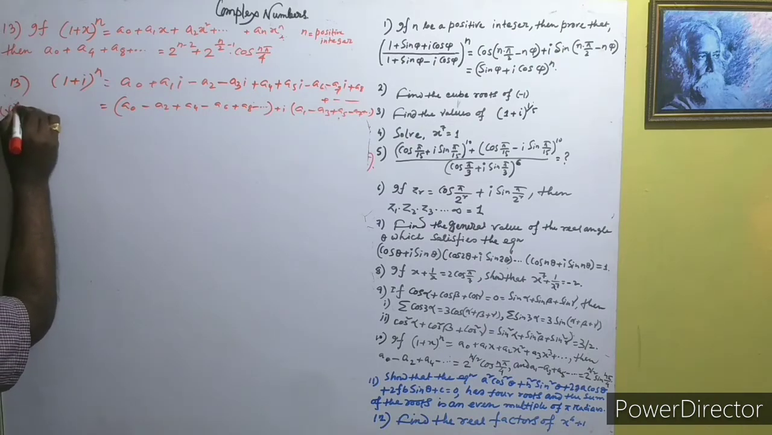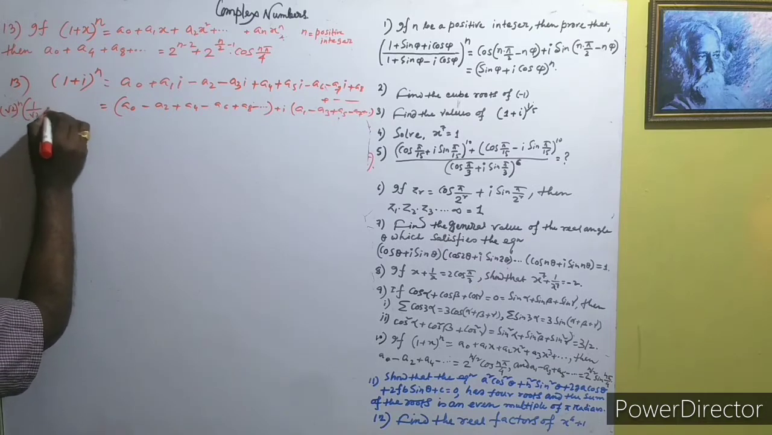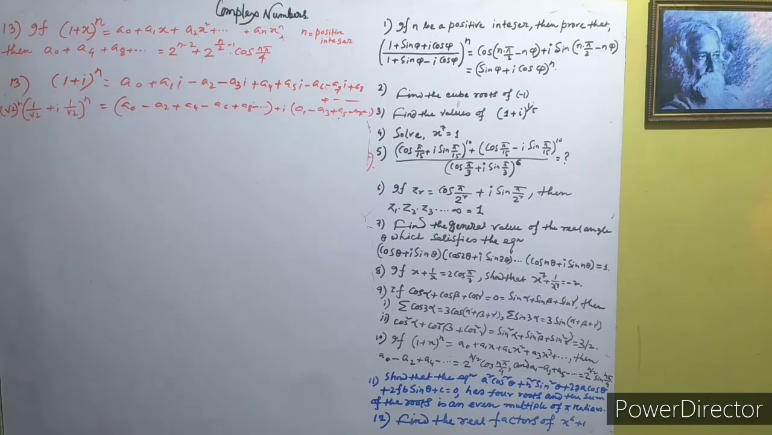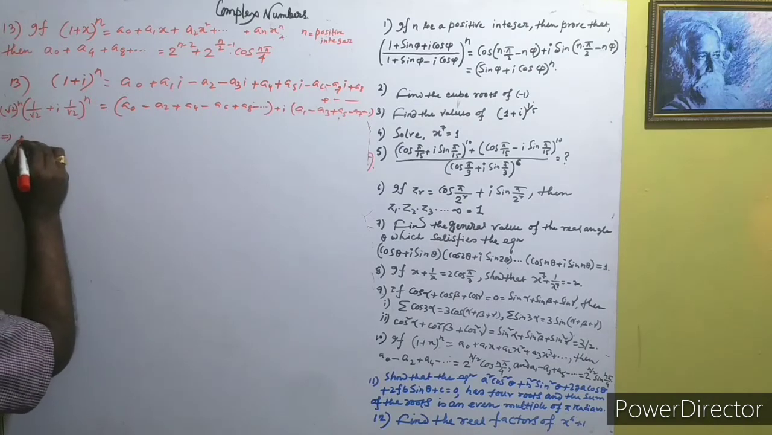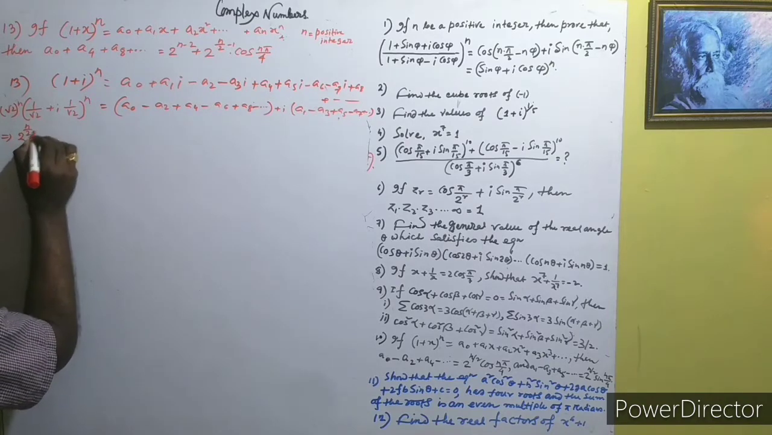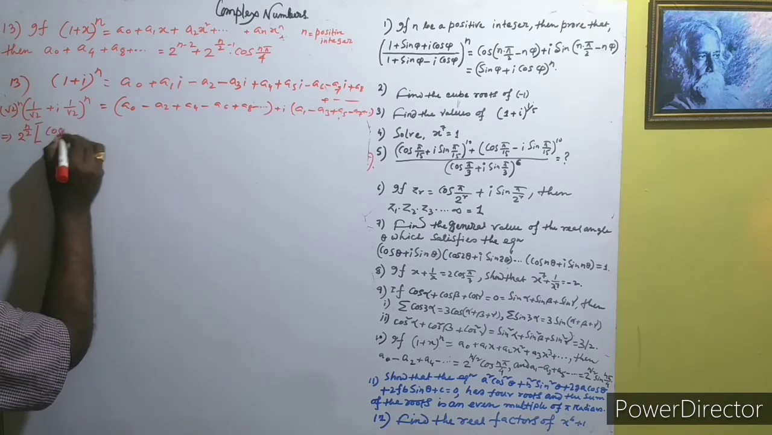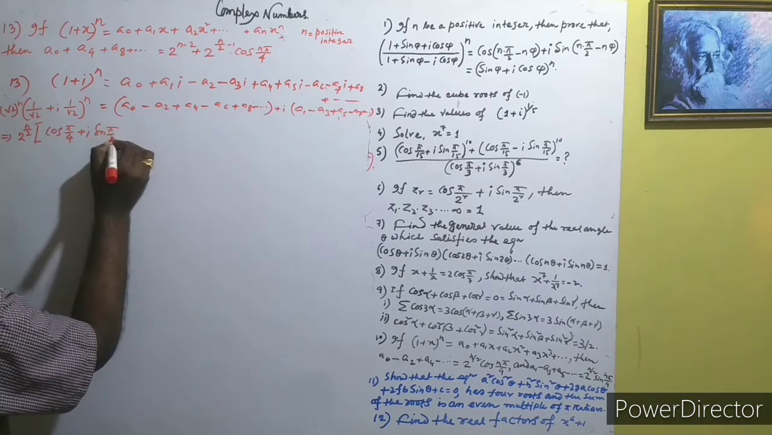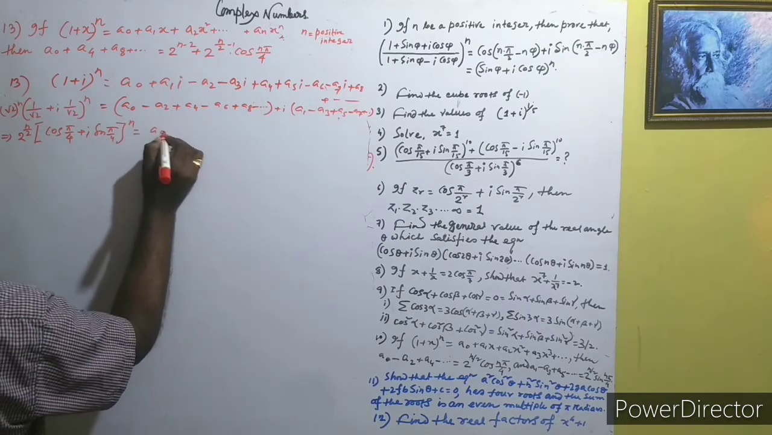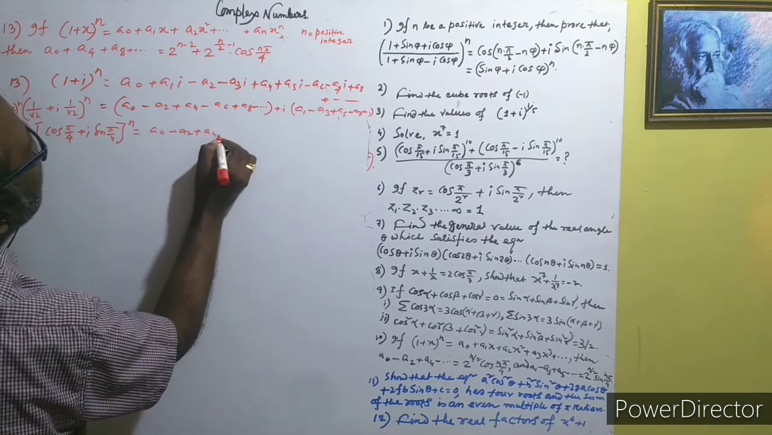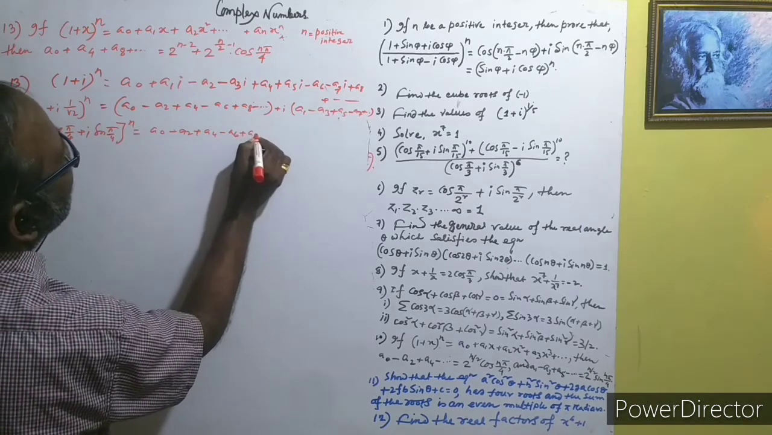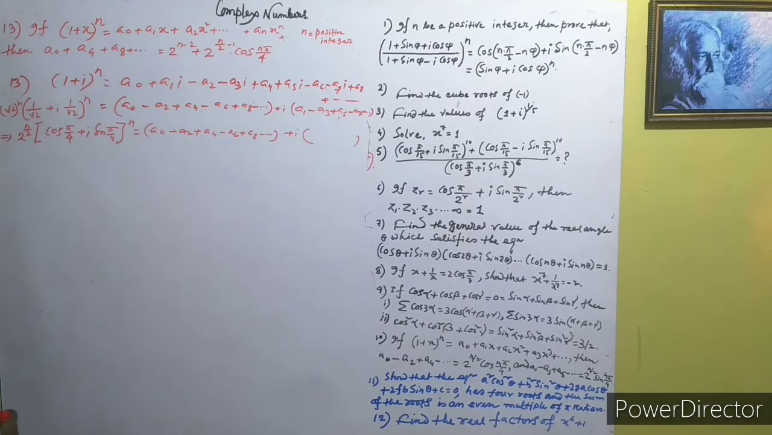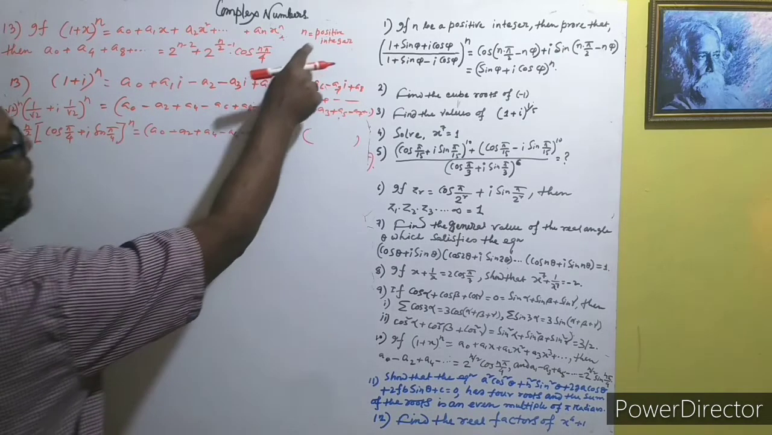and 1 by root 2 plus i into 1 by root 2, to the power n. So we can express it as 2 to the power n by 2, into cos pi by 4 plus i into sine pi by 4 here. And this is a0, a2, a4, a6, a8, plus i into the odd terms. Okay, so, for n a positive integer.